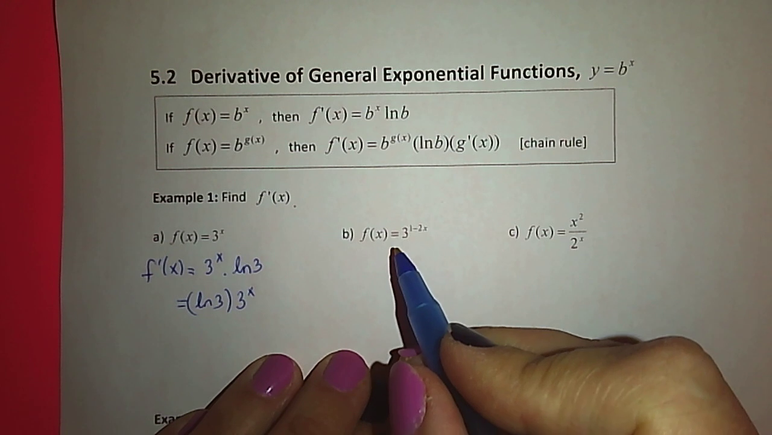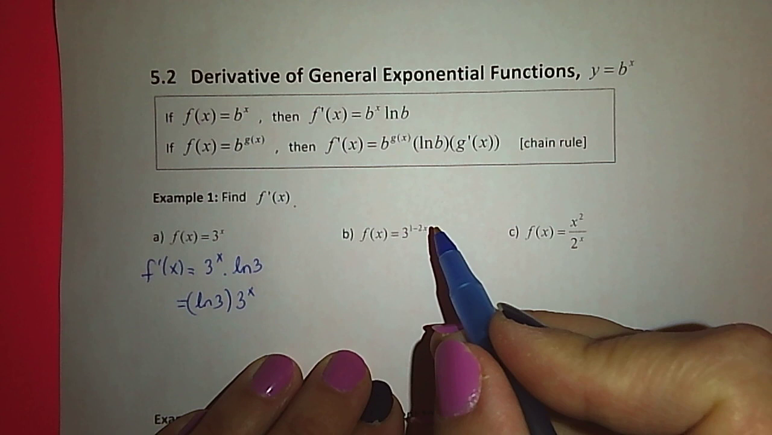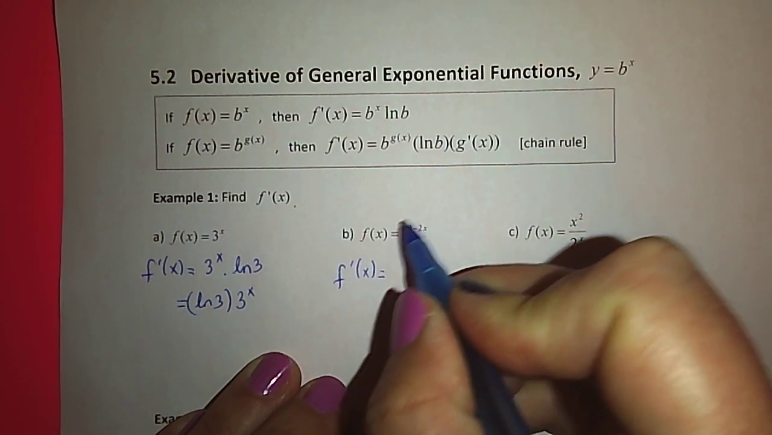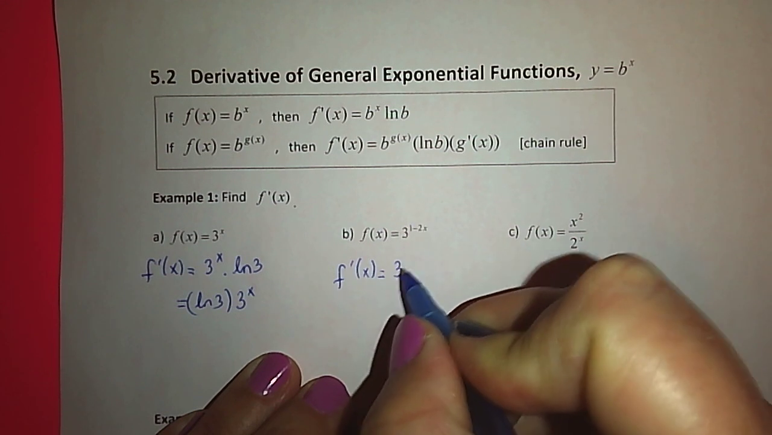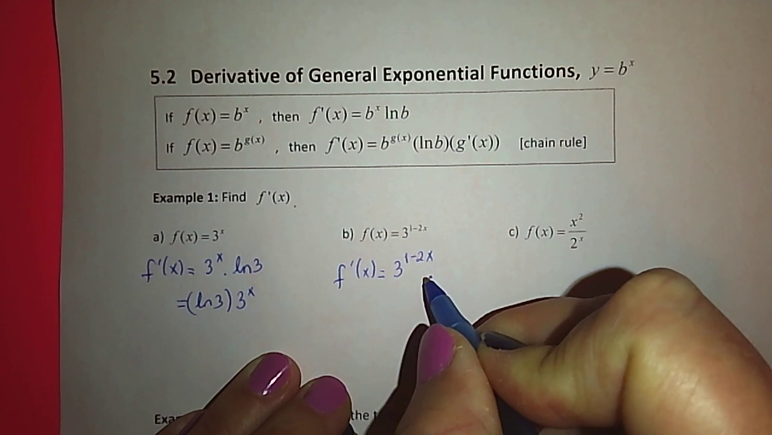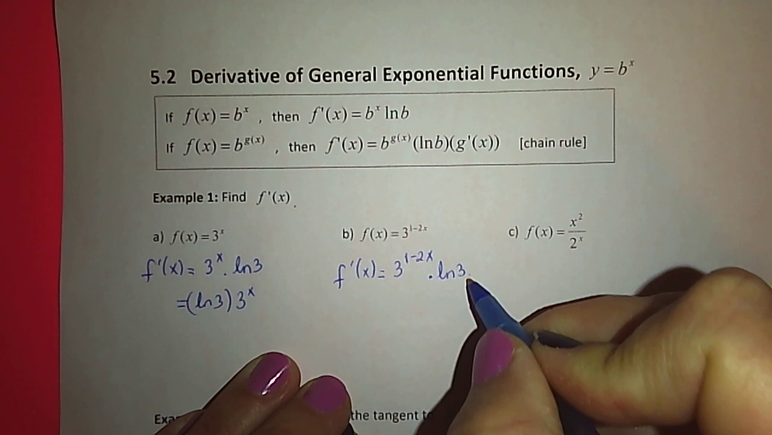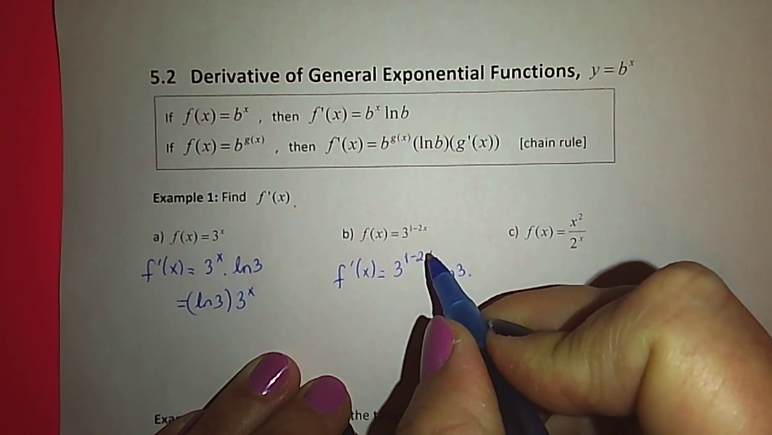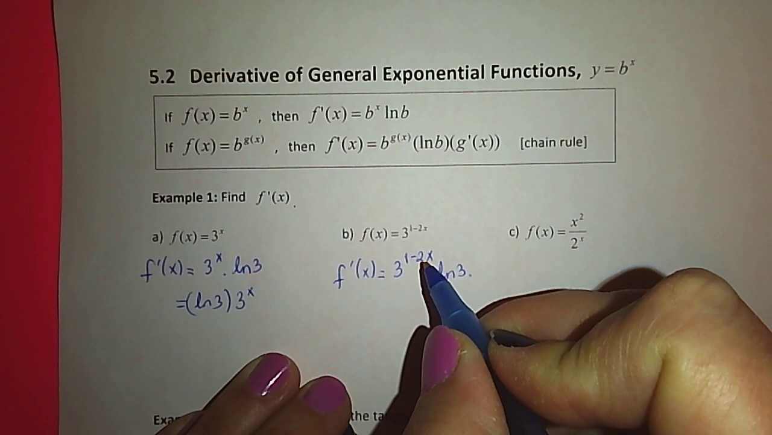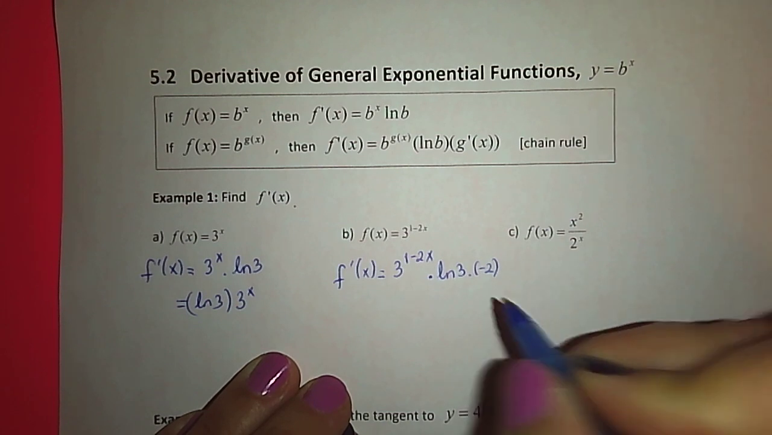Let's look at b. We have f of x equals 3 to the power of 1 minus 2x. So we are going to take the derivative. We keep the original function as it is, 3 to the power of 1 minus 2x. Then we multiply this by the ln of the base. The base is 3, so ln 3. And then we need to take the derivative of the exponent. The derivative of 1 is 0. The derivative of negative 2x is negative 2. So we multiply this whole thing by negative 2.